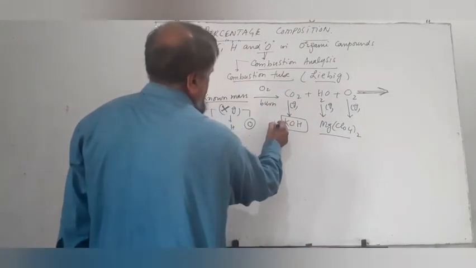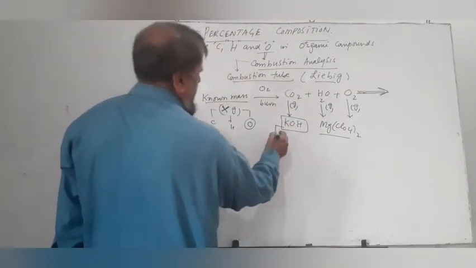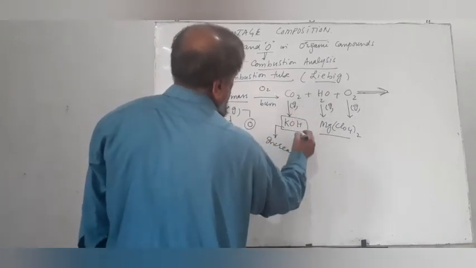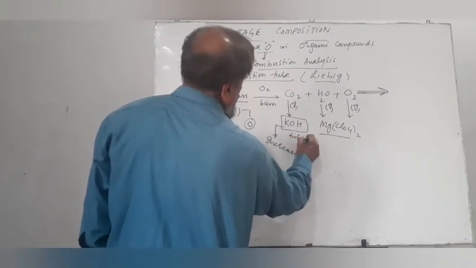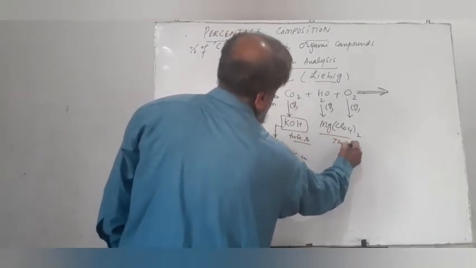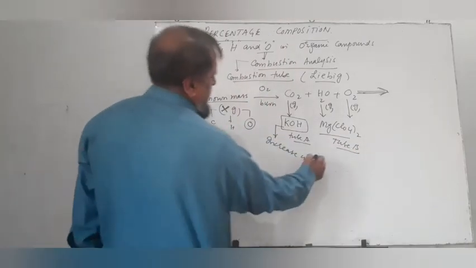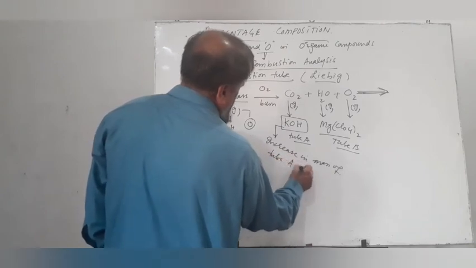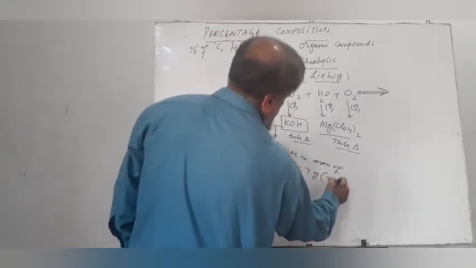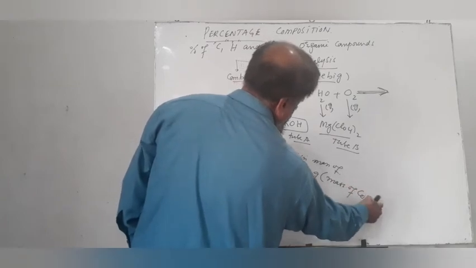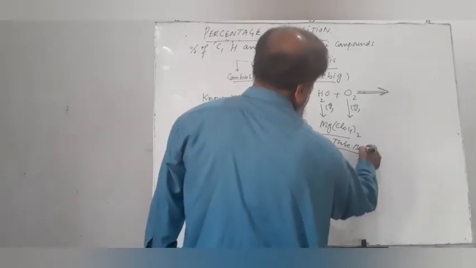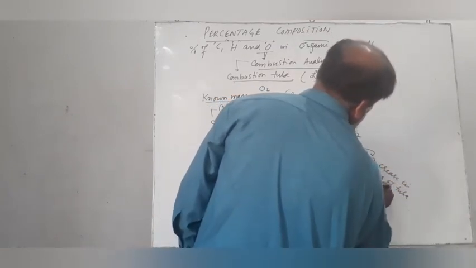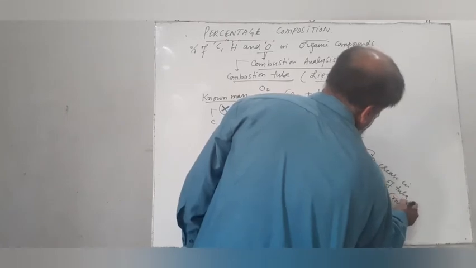The mass of the tube containing potassium hydroxide increases. Let us suppose it is tube A and magnesium perchlorate is present in tube B. The increase in mass of tube A, let us suppose it is Y grams, is the mass of carbon dioxide. And similarly, the increase in mass of tube B, let us suppose it is Z grams, gives the mass of water.